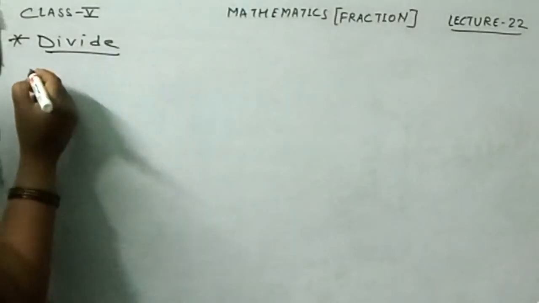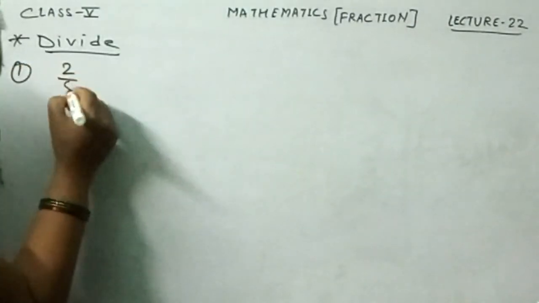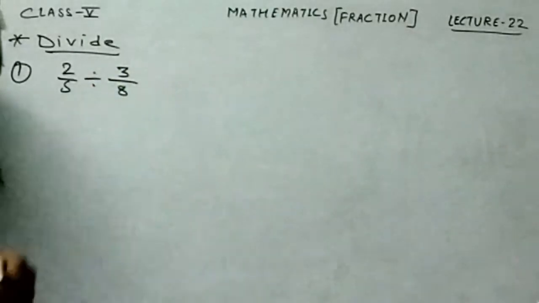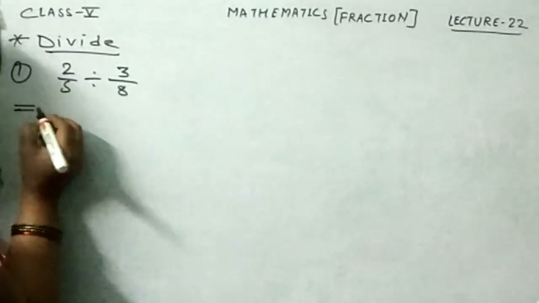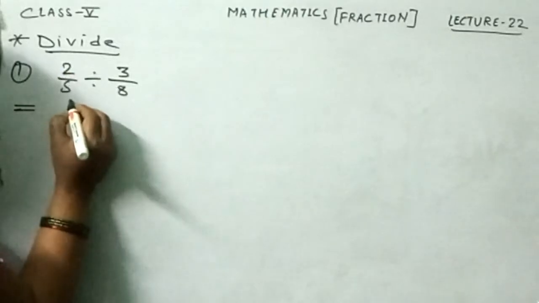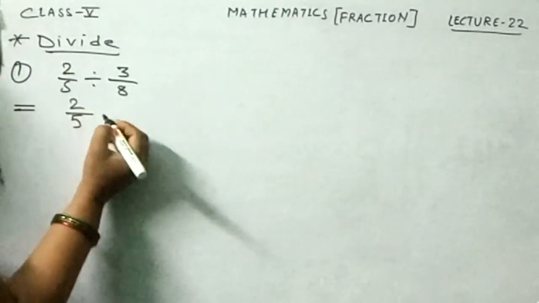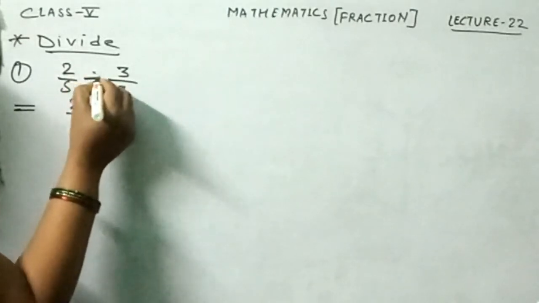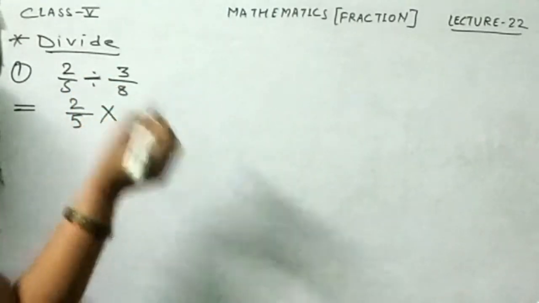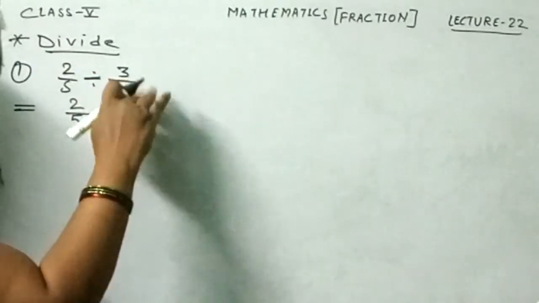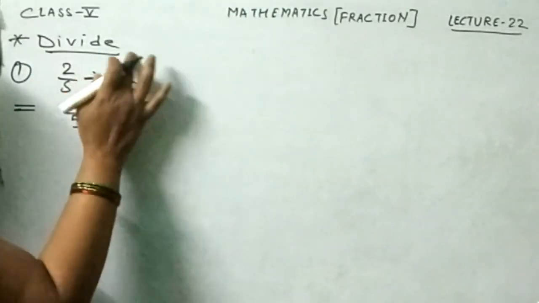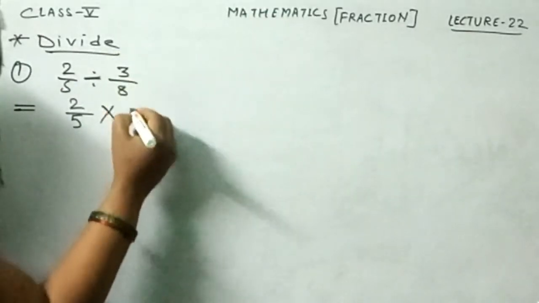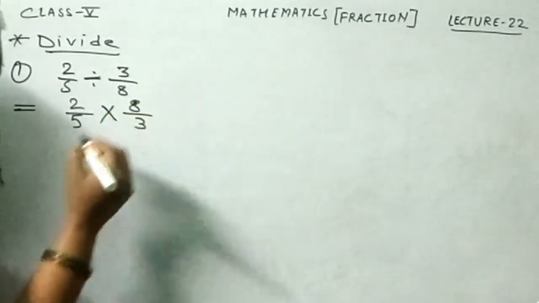One more question. 2 by 5 divide 3 by 8. So what is the step? First, write the first fraction as usual, you write 2 by 5. And after that what do we have to do? We have to change this symbol divide into multiply. And when you change this symbol to multiply, after the divide sign, whatever fraction is given, you have to interchange the numbers: 3 by 8 will be 8 by 3.